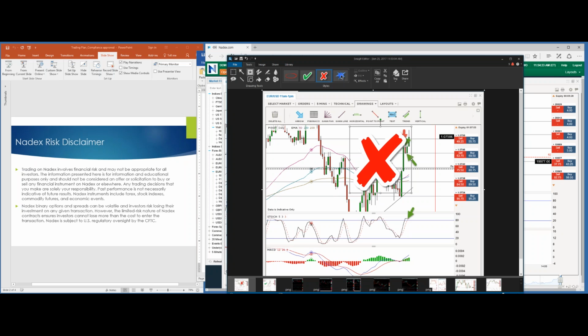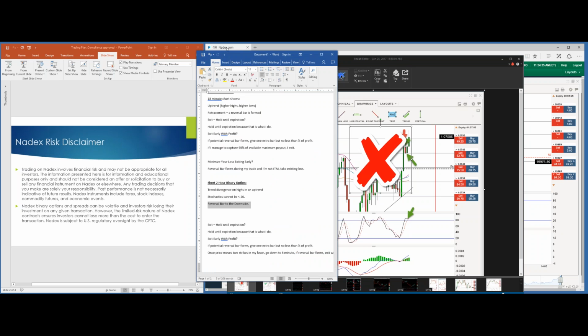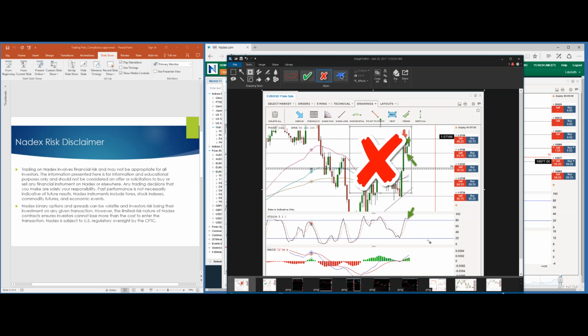Because remember, we already defined the job. This was the job, and you did not wait for that reversal bar to the downside. Do you understand? So if we had eliminated that one, man, we did our job and we made profit for the day. But it's because we have defined where our entries are. We have defined when we will take a profit. We have defined when we would exit early. That's what's going to make a difference.